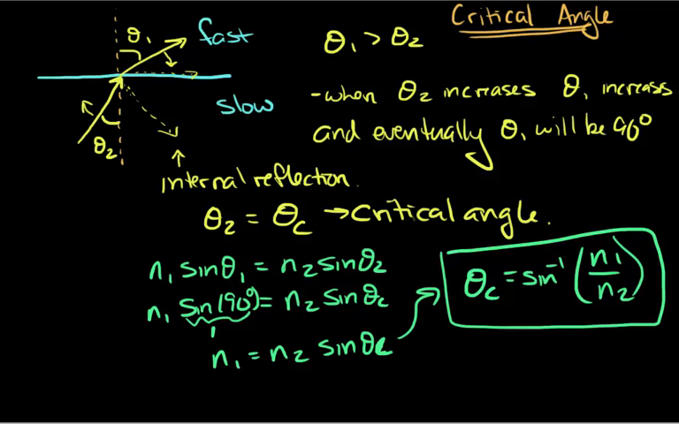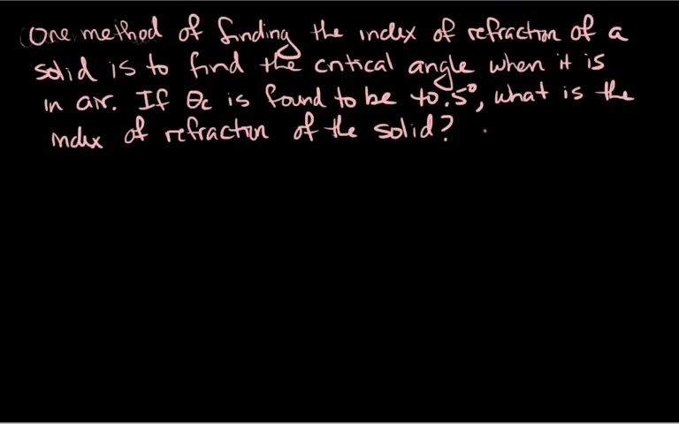Okay, so on to our next problem. In this problem, we're going to use this idea of a critical angle in order to find out what the index of refraction of a solid actually is. Okay, so say that we don't know what the speed of light is in a certain solid, nor do we necessarily know what the angle of incidence is, but we still want to know what the index of refraction is. So this is what this problem is asking you to solve for. It's giving you this critical angle, so use this along with the equation that we just talked about in the last slide, and see if you can figure out what the index of refraction of the solid is.